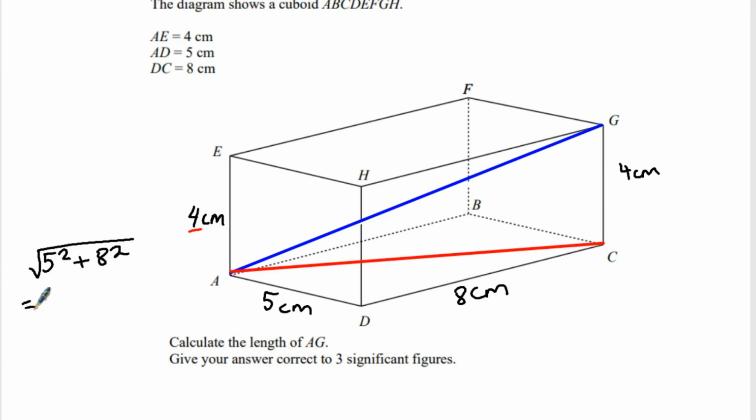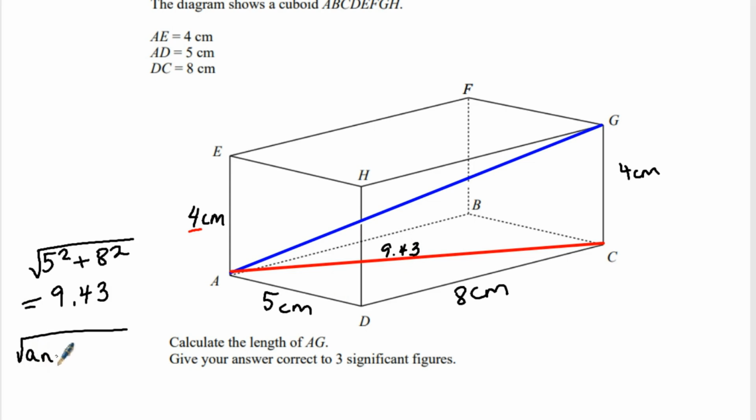The first step is to find the hypotenuse of the rectangle along the base of the shape. You will use a squared plus b squared equals c squared to find the diagonal AC, which is about 9.43. Remember not to round until the very end.